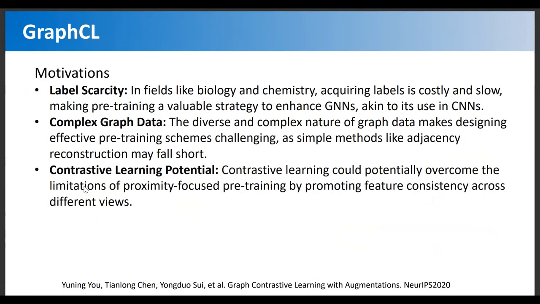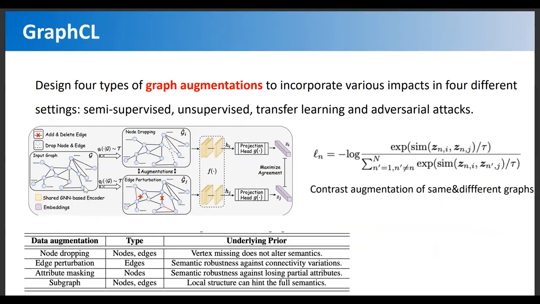GraphCL is a typical method in this area. In GraphCL, for an input graph, we employ different data augmentation methods such as node dropping, random edge perturbation, or some masking strategies to build different augmentation views. In GraphCL, each node and itself become a positive pair, and a node and a randomly selected one become a negative pair.